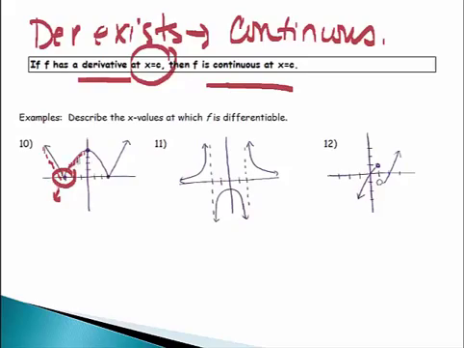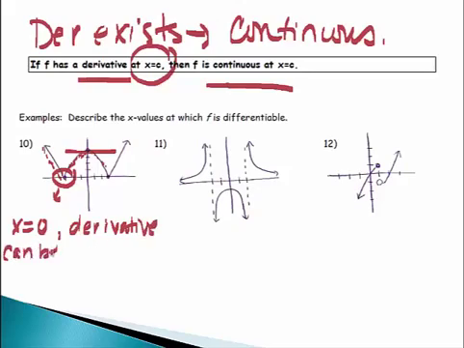Here my slope is positive and then it turns negative. Is that a sharp turn? No, so my derivative can be found at this particular point. The tangent line is right here going through that point. It's a hump, and derivatives at humps are always 0. So I'm going to say at x equals 0, the derivative can be found. And I'm going to get into some intervals in a little bit.